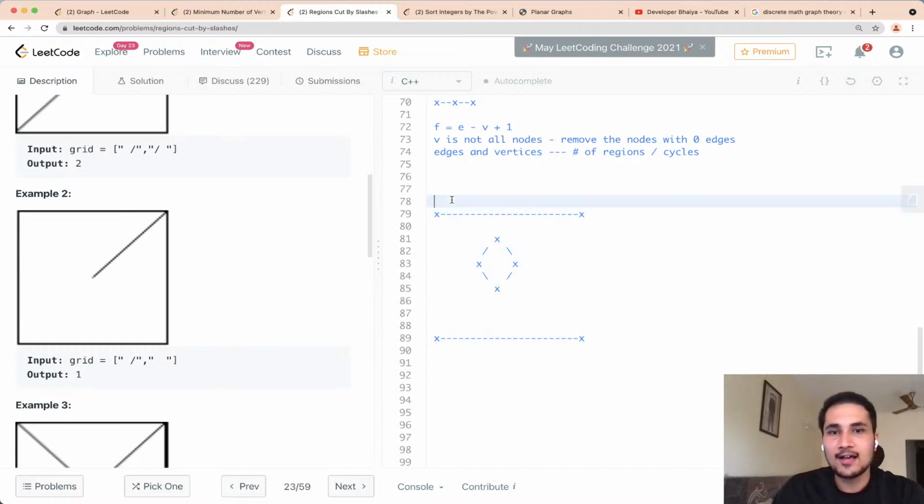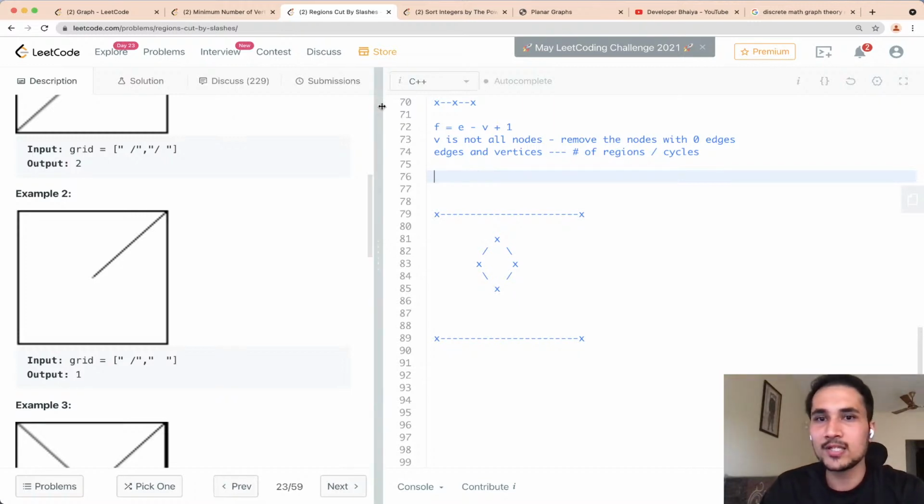But anyway, guys, I was not able to solve this one. I will solve this and probably make another video on it because this problem is really interesting. I'll be solving this again and I'll make a separate video for it once I solve it.